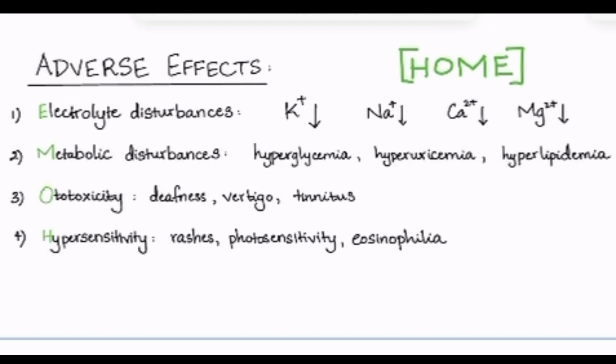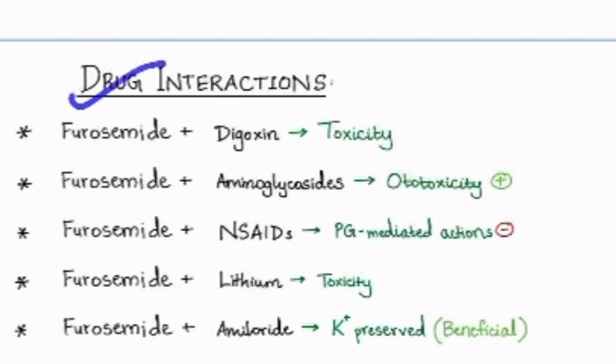Ototoxicity symptoms include deafness, vertigo and tinnitus. Hypersensitivity reactions include skin rashes, photosensitivity and eosinophilia. Drug interactions. When furosemide is given with digoxin, it can lead to digoxin toxicity. Furosemide, when given with aminoglycosides, which are a class of antibiotics, can increase ototoxicity.